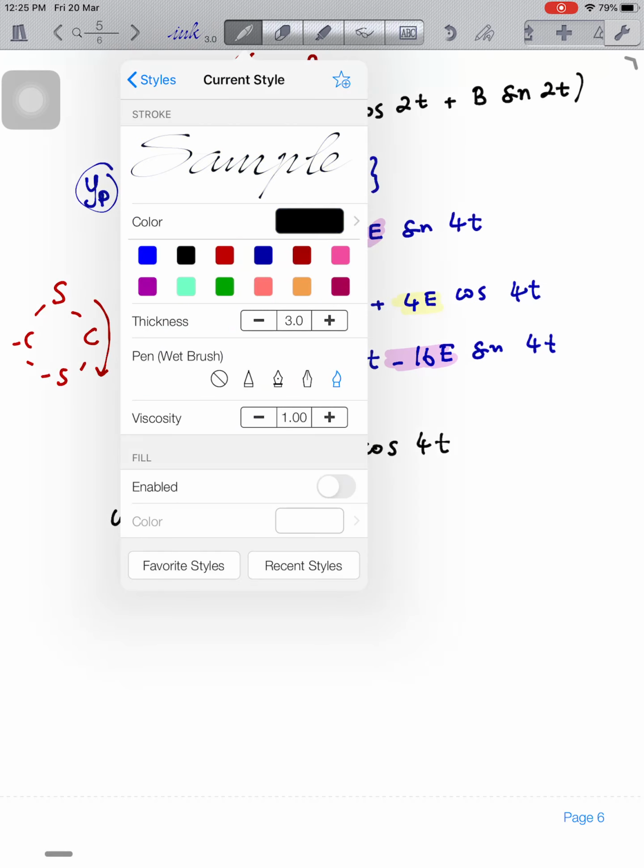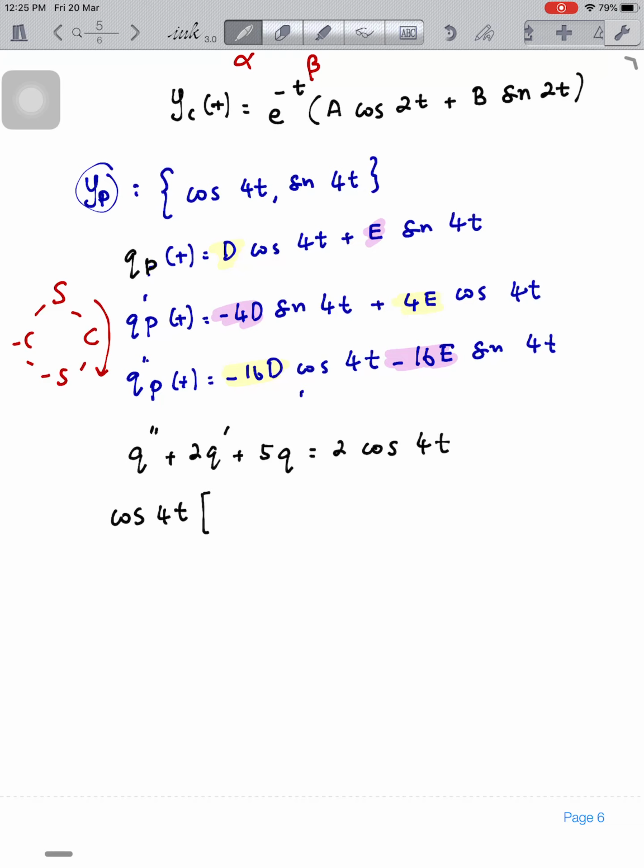So when I collect all the terms with the cos 4t, q double prime, that is going to be negative 16d. And then I'm going to have twice of 2q prime, remember twice of that is going to be plus 8e, and then I'm going to have plus 5q, and that is going to be plus 5d.